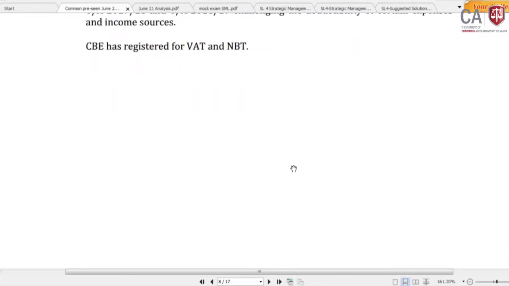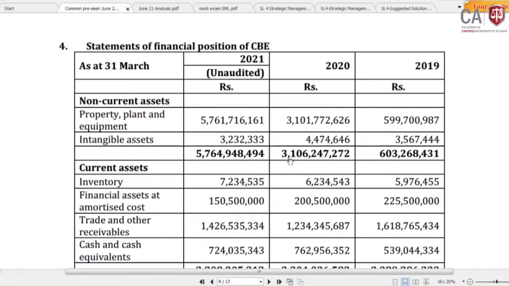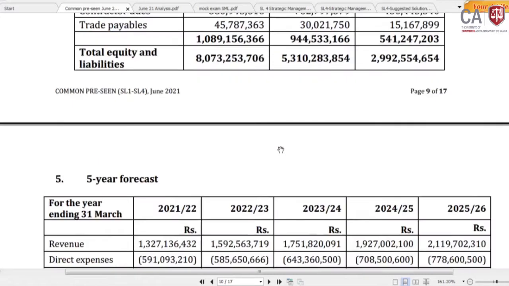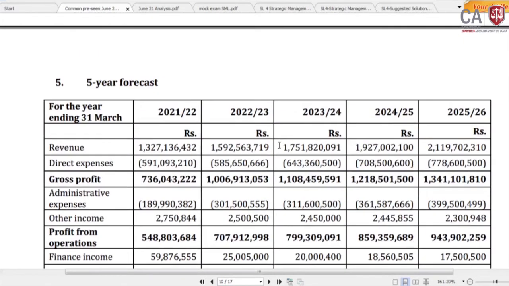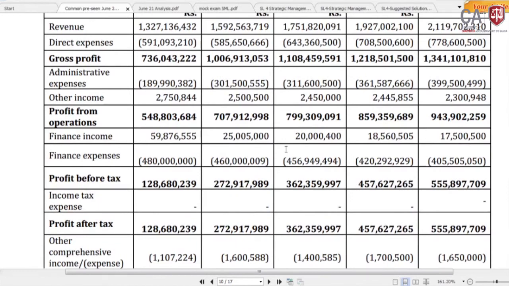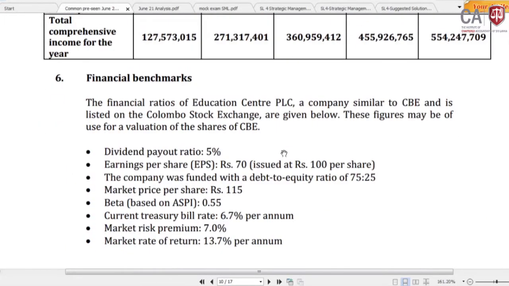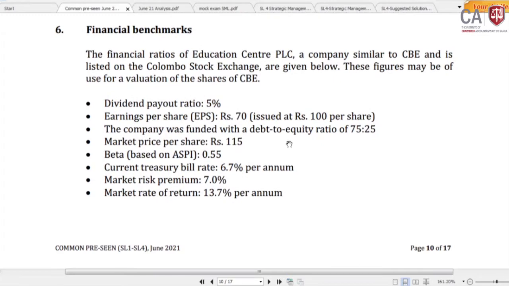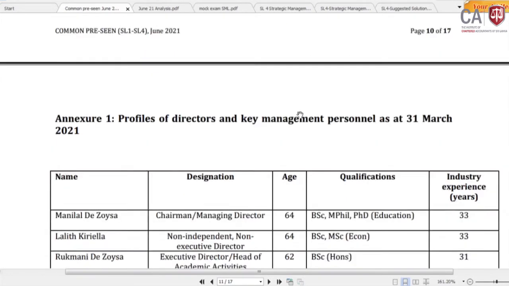CB has registered for VAT. Then the statement of financial position has been given, and then a 5-year forecast. Financial benchmarks are also given: the financial ratios for Education Center PLC are compared with similar companies to CB on the Colombo Stock Exchange. That can be used for valuation of the shares of CB. That is more relevant to the financial management subject, not for us, because the common price is normally given.